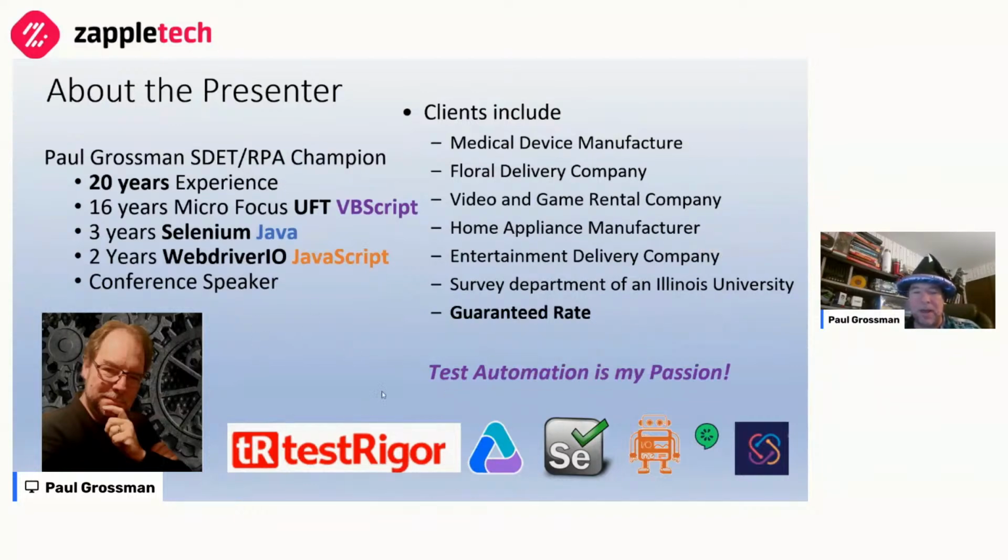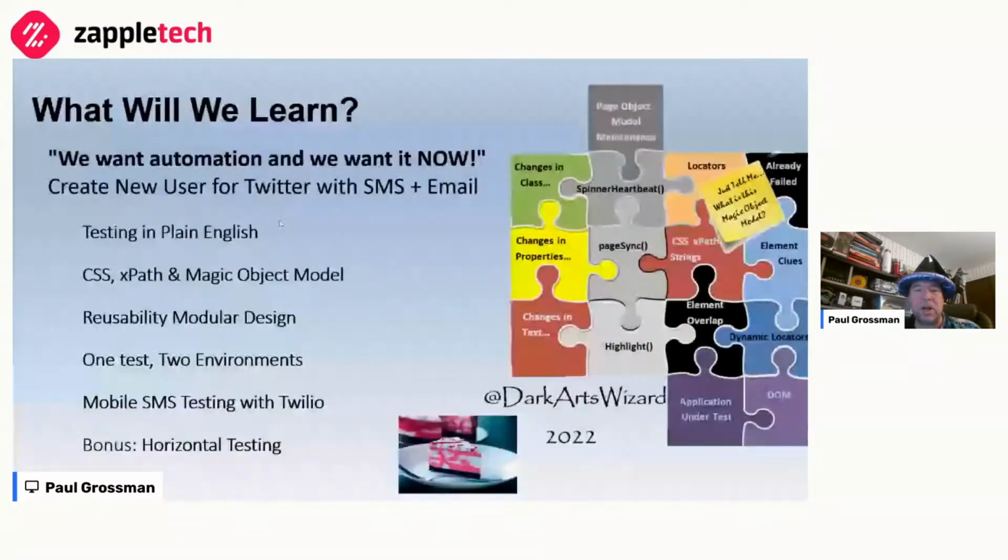So I'm going to move on. Enough about me. I'm going to talk a little bit about what we're going to learn in the next hour. We want automation and we want it now. That's what we're going to be doing. So what we're going to do is create a new user for Twitter, get most of the way through, and show off a little bit about SMS and email on that. That seems a little complex for someone just starting and doing some automation.